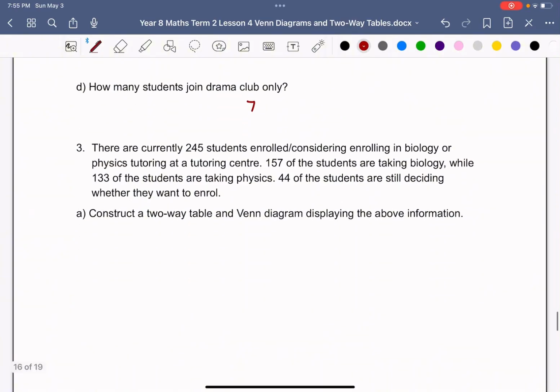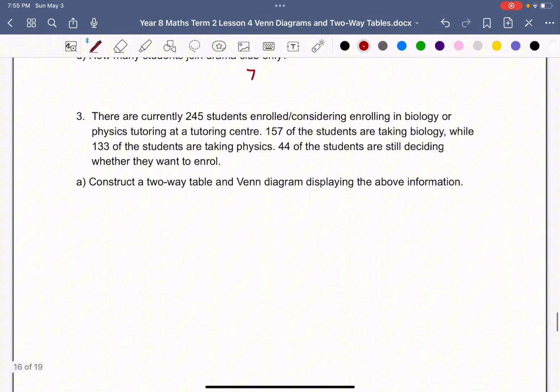Question 3 says 245 students are enrolling or considering enrolling in biology or physics tutoring at a tutoring center. 157 students are taking biology, while 133 of the students are taking physics. 44 of the students are still deciding whether they want to enroll. Construct a two-way table and a Venn diagram displaying the above information.